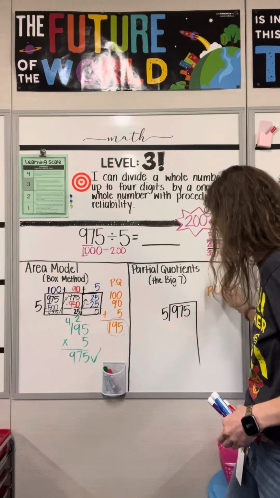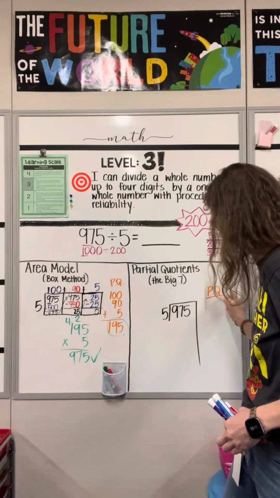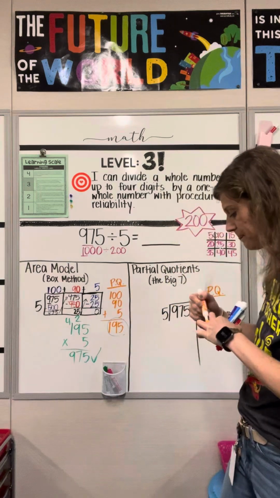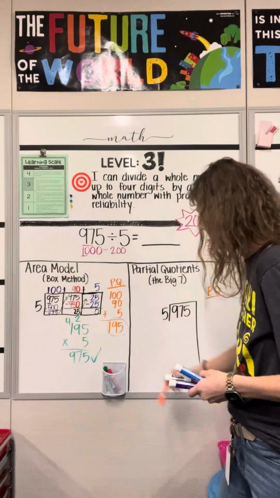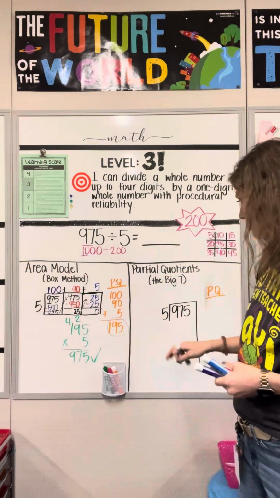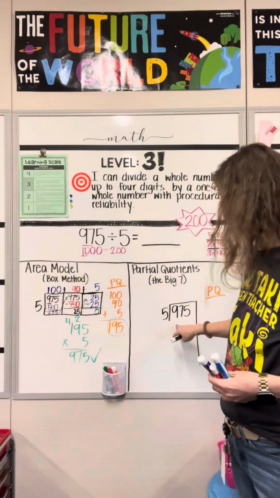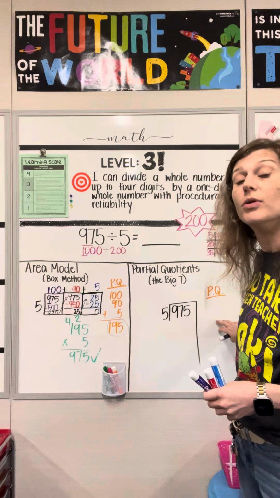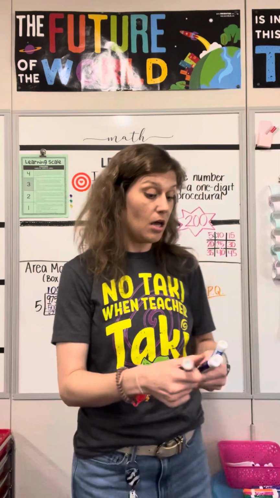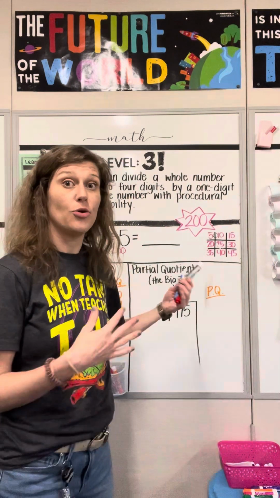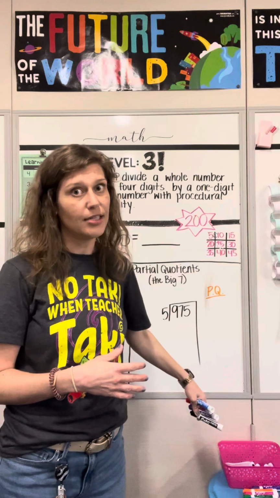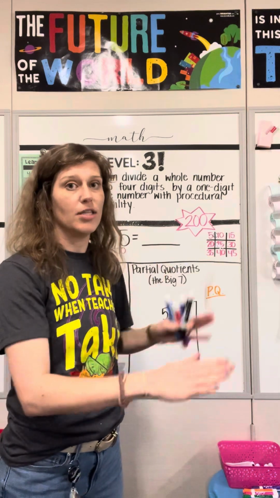Your partial quotients. When you start with this one, it is very important for you to match up place values when you're writing your partial quotients. That way they're already set up for you when you're adding at the end to get the whole quotient. You don't have to worry about what's where.